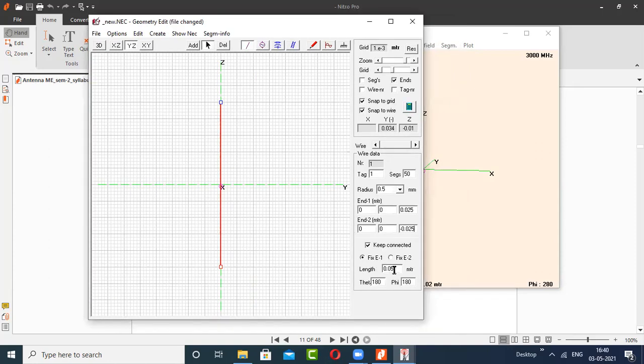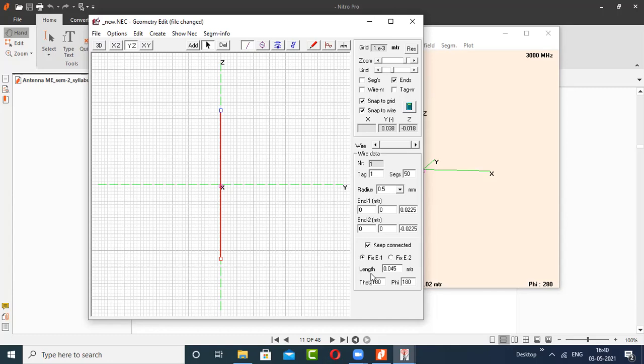So it is 50 mm, right? It shows here. So the moment I change this 5 to 25, you can see that the length has become 45 mm. That is 4.5 centimeters. So just reduce it by 5 mm and see what happens.